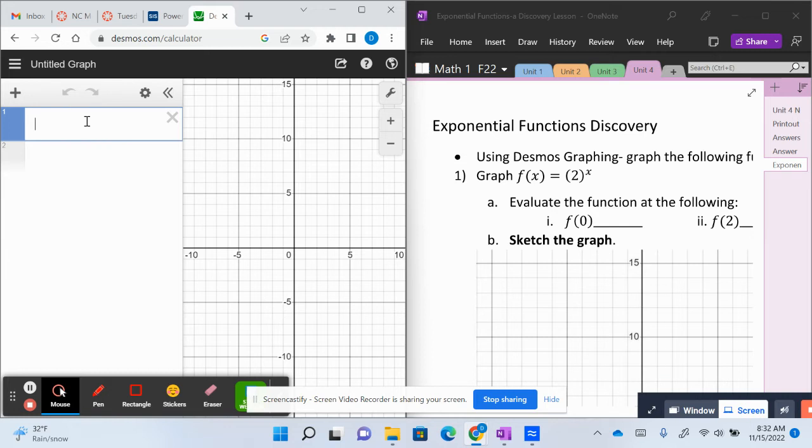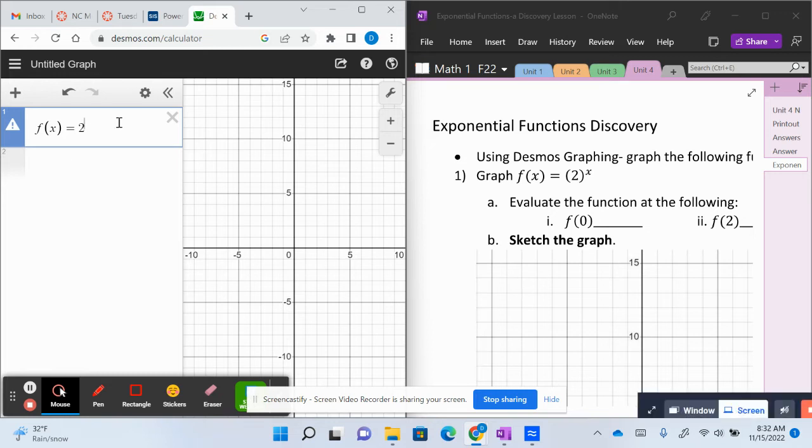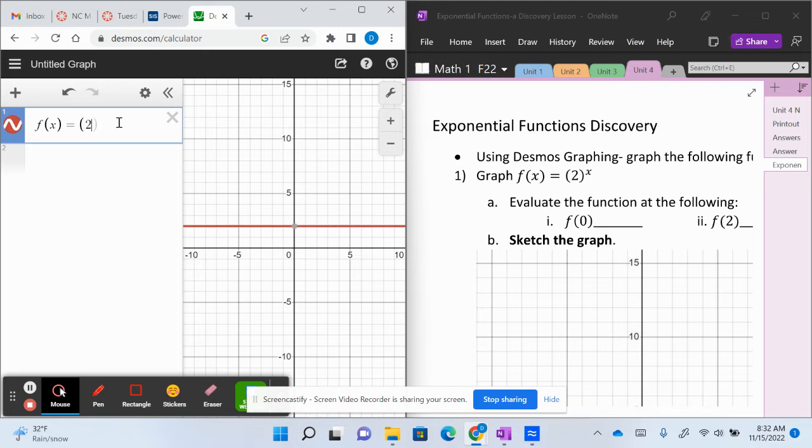So over here in Desmos, I'm going to type f parenthesis x equals 2, and then I'm going to hit shift caret. Shift caret, that's the number 6. Shift number 6 gets you the caret function. That raises something to a power. And I need to put this in a parenthesis really fast. Sorry, my 2 needs to be in a parenthesis. Shift caret, and I'm going to put the x right there.